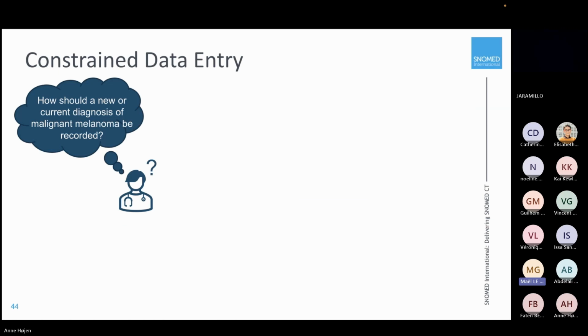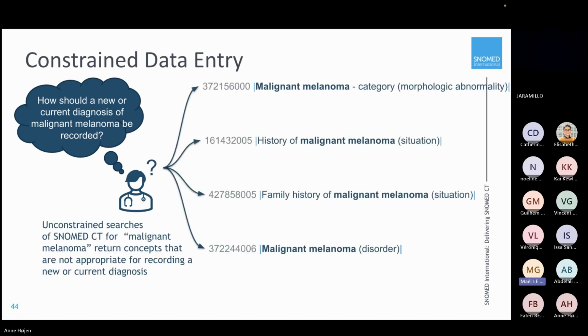So this will talk a bit about why it is important to constrain. Why can't we just give clinicians free access to the whole of SNOMED? And they actually tried that in the UK some years ago, and it turned out to be a bad idea. So in this example, I just want to show that if you do a search in SNOMED CT for concepts such as malignant melanoma, if you use the SNOMED CT browser, you will find that there are numerous concepts matching on malignant melanoma.